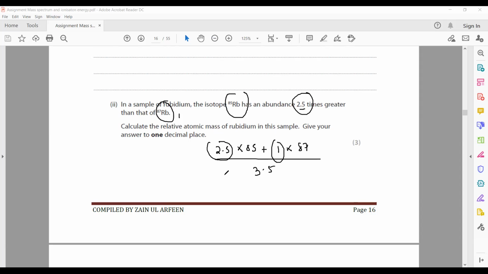So 85.57 or 85.6. Write two decimal places for an accurate answer, but 85.57, that's three significant figures. Your answer should mostly be in three significant figures, but in this case the mass spectrometer can record to more than three decimal places. That's why it is also a right answer. Is it clear? Discussion.